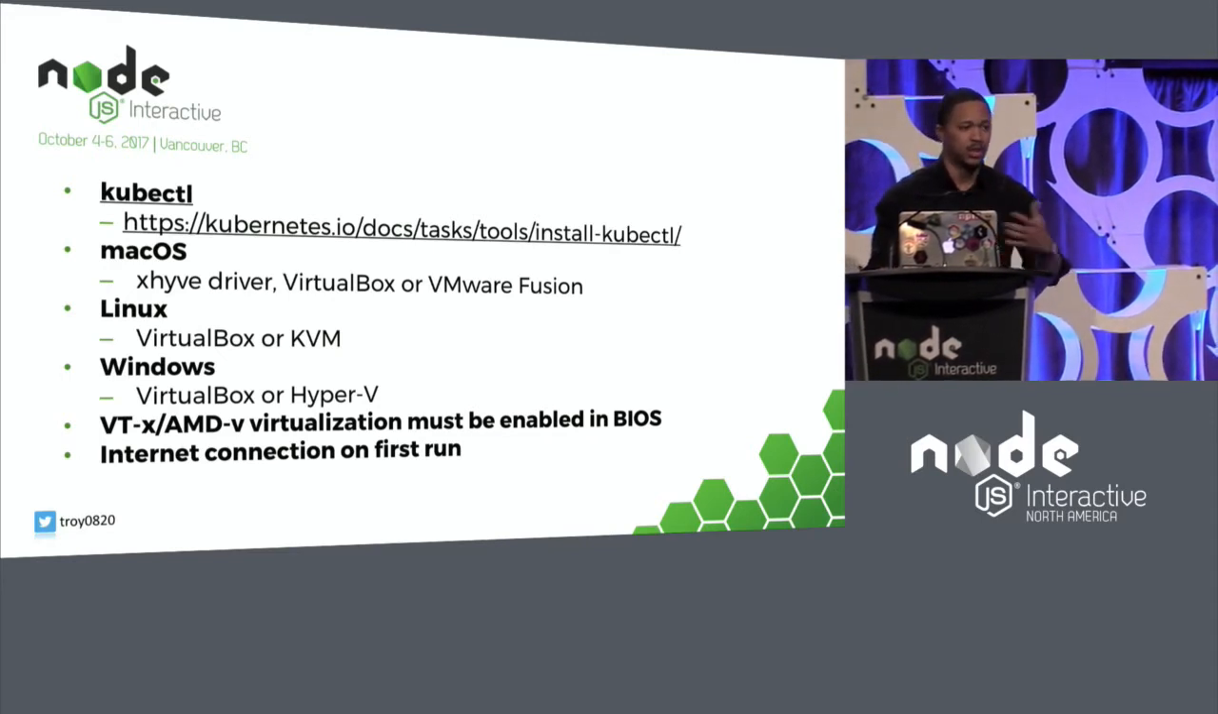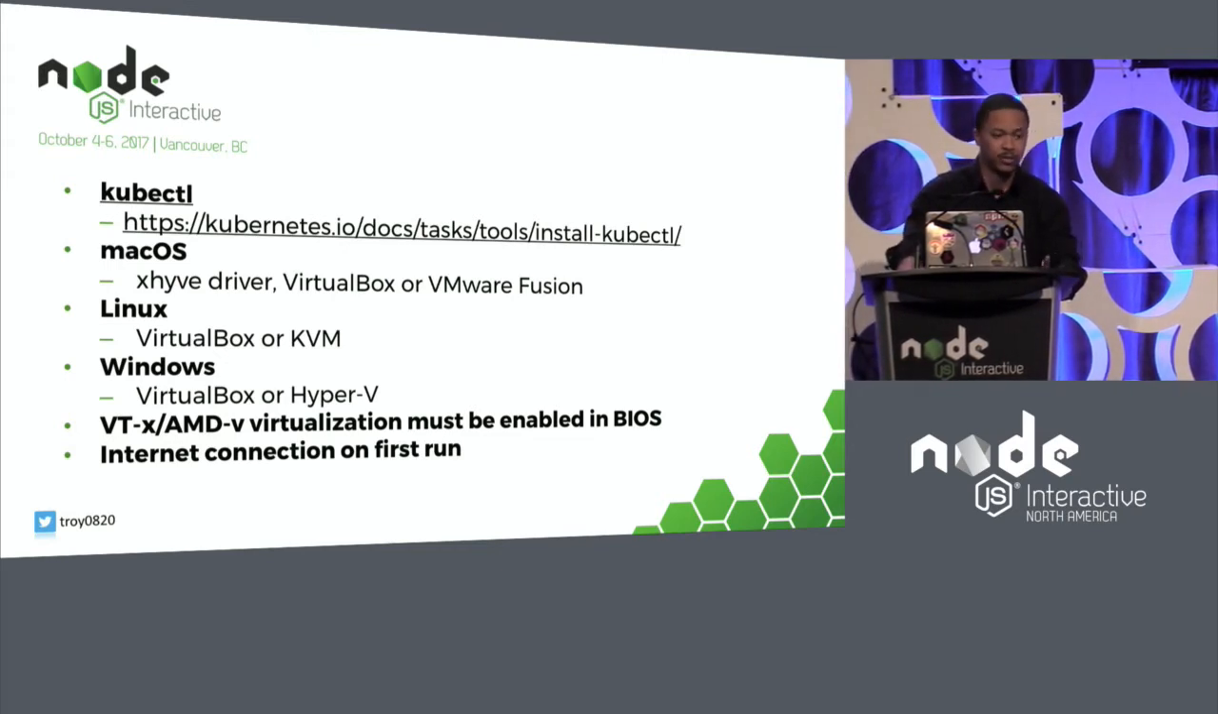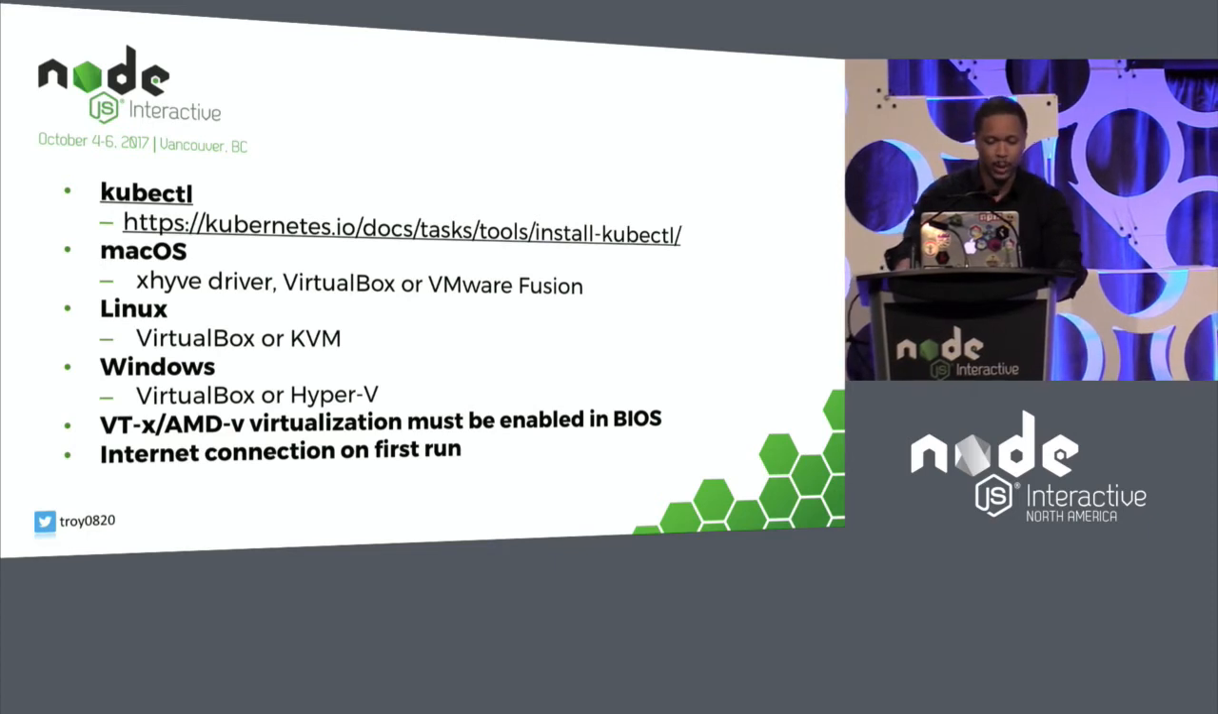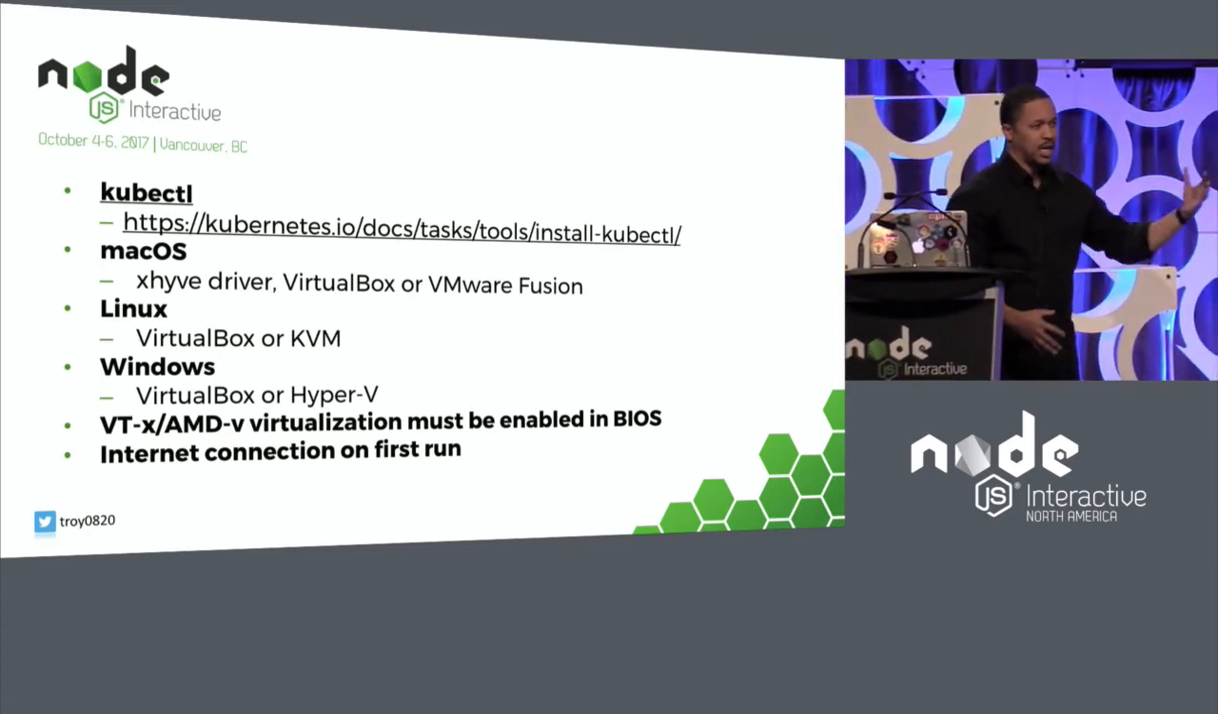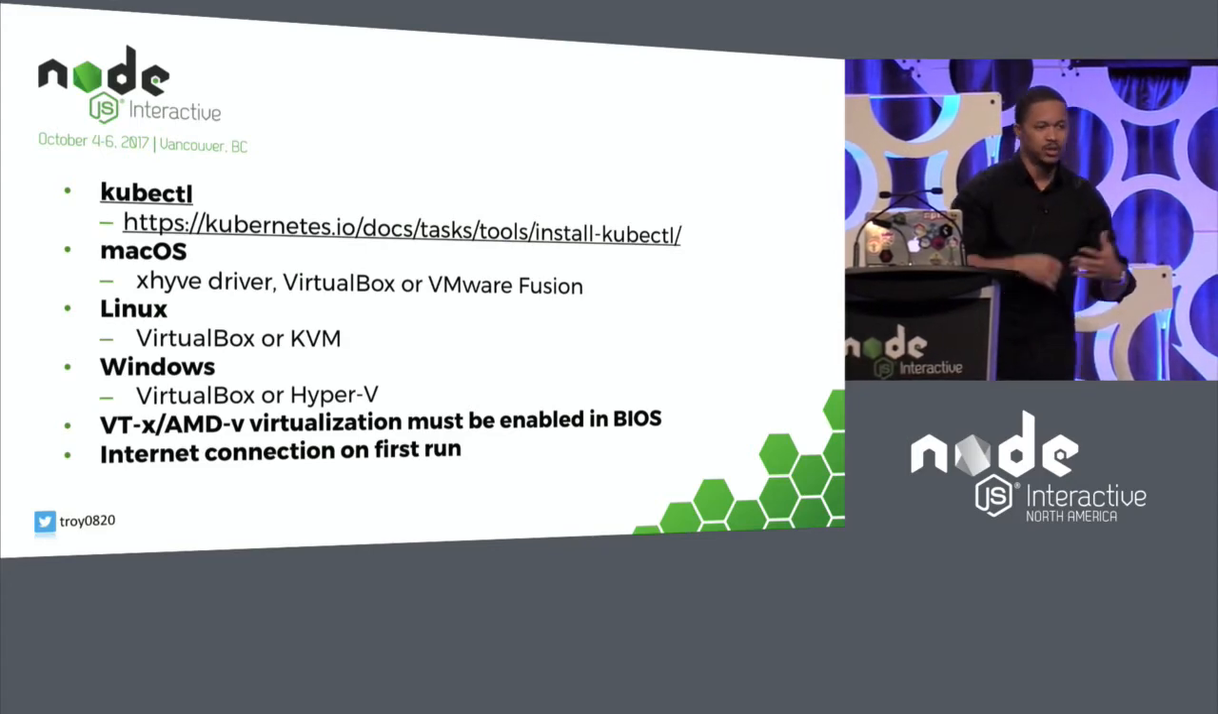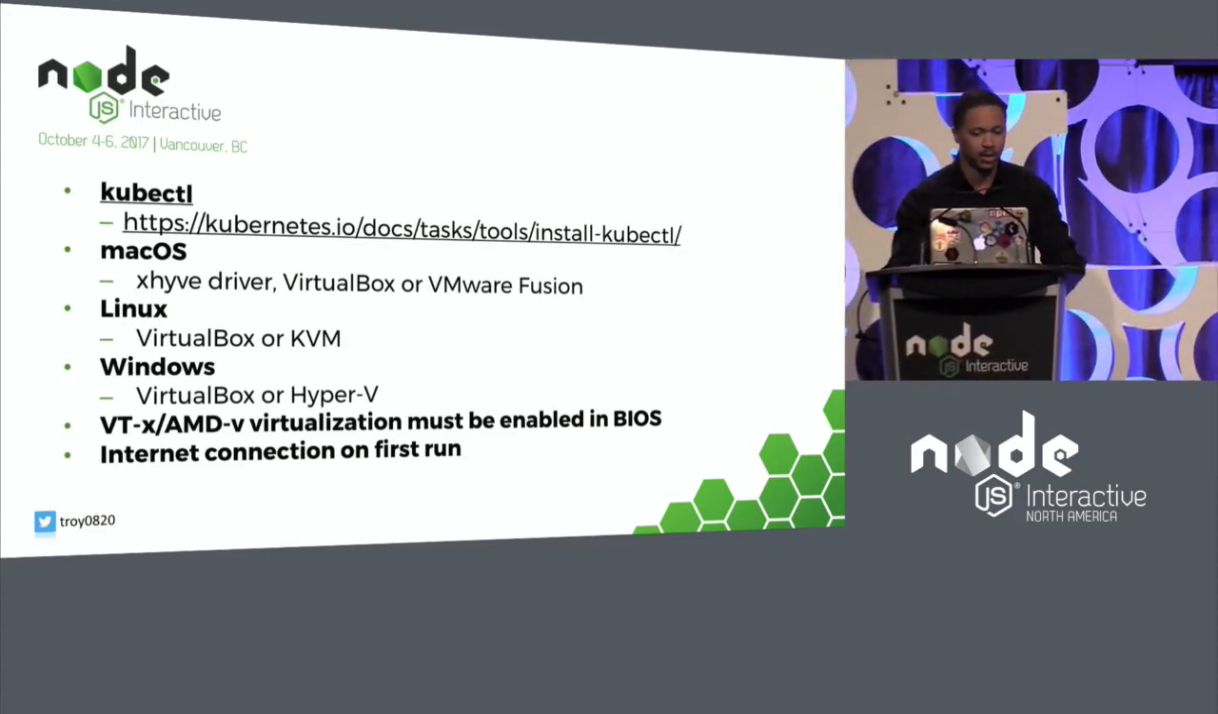That's what's actually going to talk to the cluster. And you need VirtualBox or xhyve or VMware Fusion for macOS. And for Windows, you have it listed here. And you actually need an internet connection on the first run, because on the first run, it's going to download the minikube ISO image and install it, and everything is going to be there once it's set up.